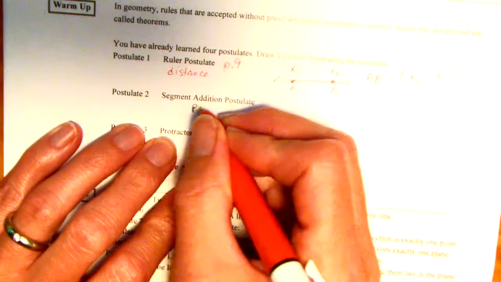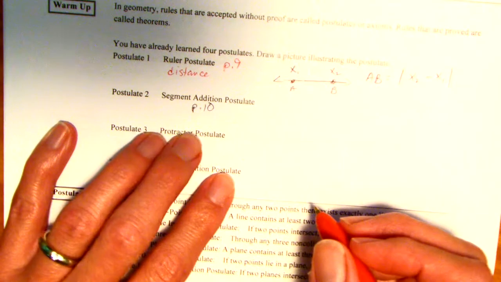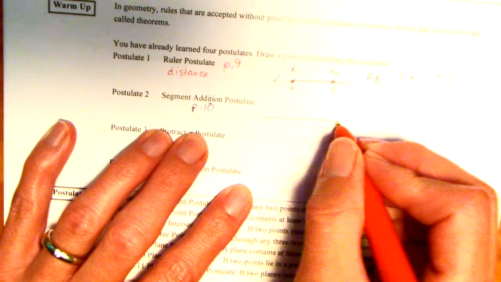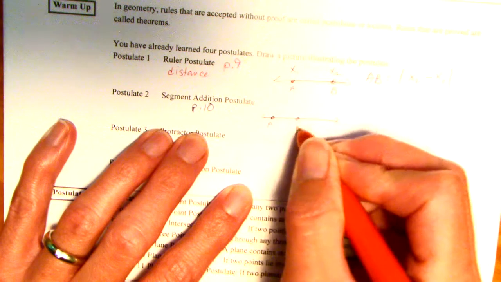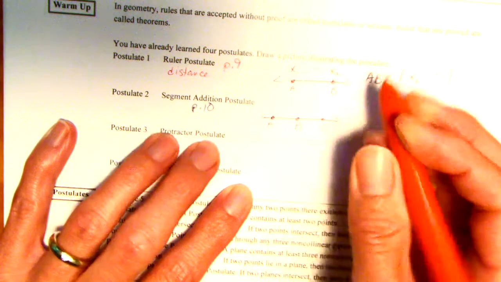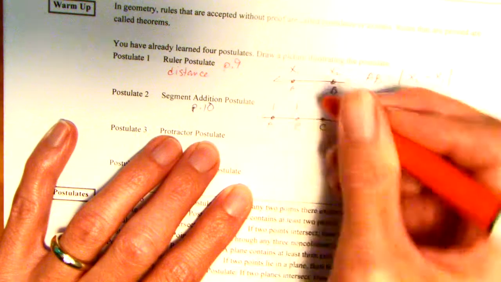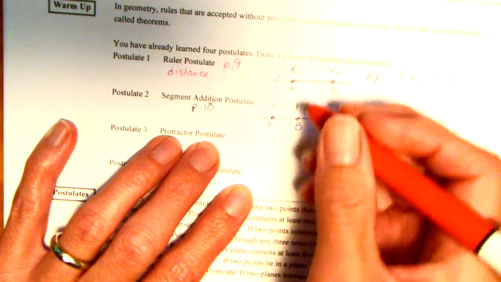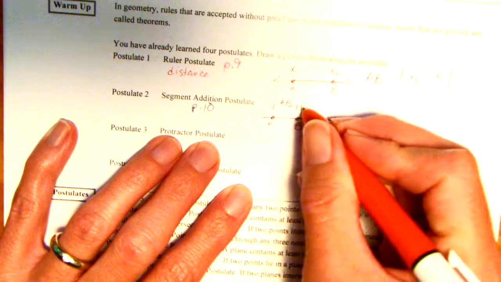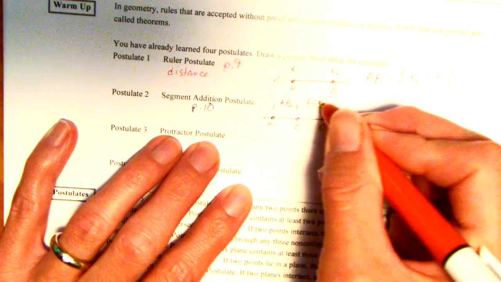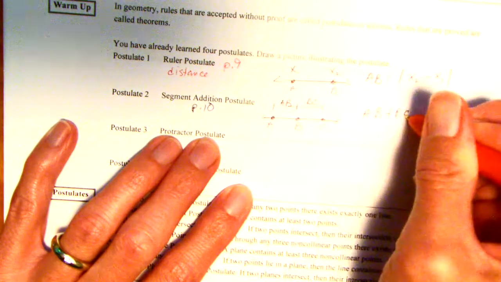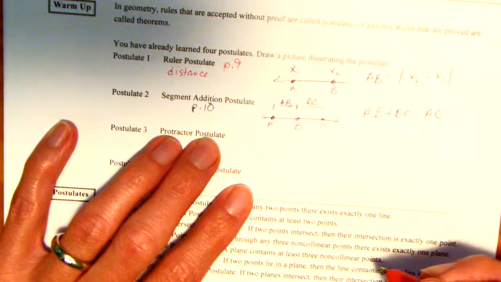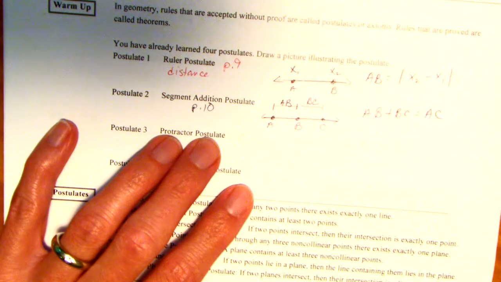Okay. Postulate number 2, I believe this is page 10 in your book. So segment addition postulate. I'm going to draw a picture. So we have A, B, and C on this line. And basically, if you take this distance, which is AB, and this distance, which is BC, it's going to equal the whole distance. So AB plus BC is equal to AC. Of course, you can also find parts by subtracting. If you have AC and you know AB or BC, you can find the other one.